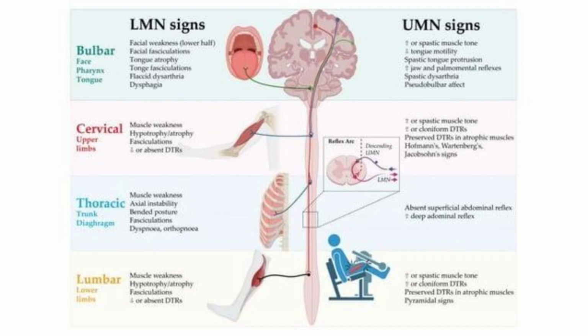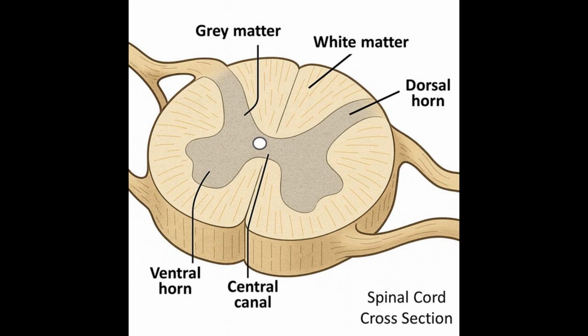Let's explain the chain of command here. The upper motor neurons are the big boss cells sitting in the motor cortex of the brain. Their axons travel all the way down the spinal cord through the white matter tracts called the corticospinal or pyramidal tracts. Eventually, they synapse with the lower motor neurons, which are the middle managers sitting in the anterior horn of the spinal cord. Right. The lower motor neurons then send their axons out to the actual muscles to tell them to contract. That's the chain.